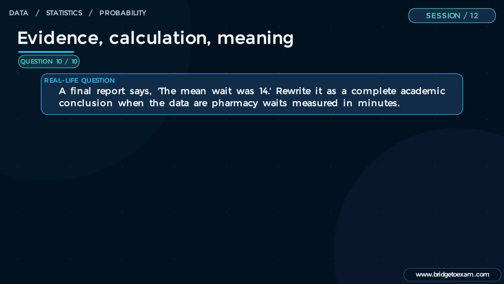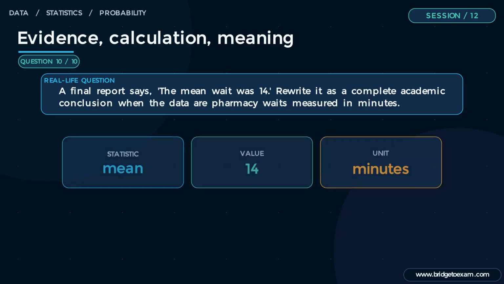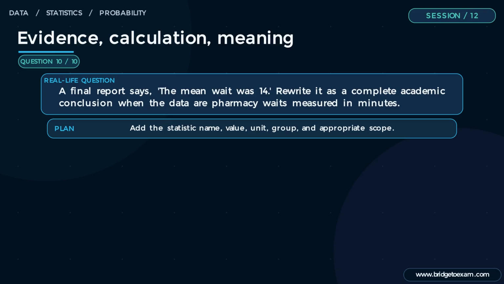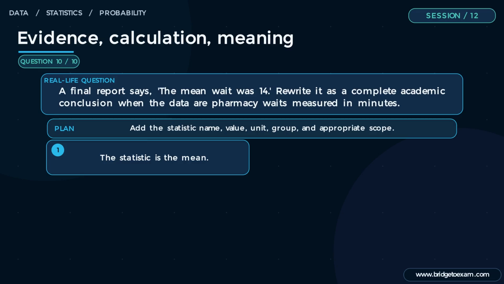Example 10. A final report says, the mean weight was 14. Rewrite it as a complete academic conclusion when the data are pharmacy weights measured in minutes. The key quantities are organized before the arithmetic begins. Plan. Add the statistic name, value, unit, group, and appropriate scope.